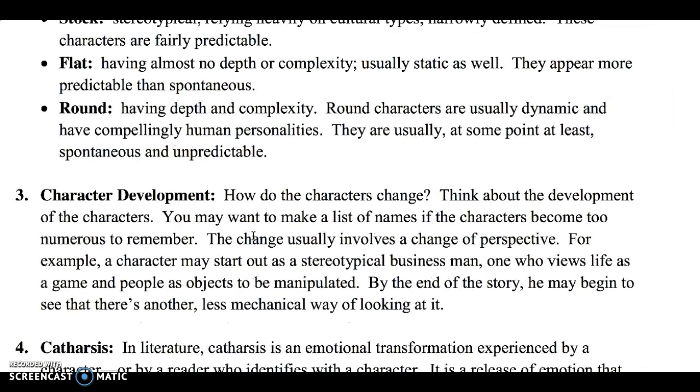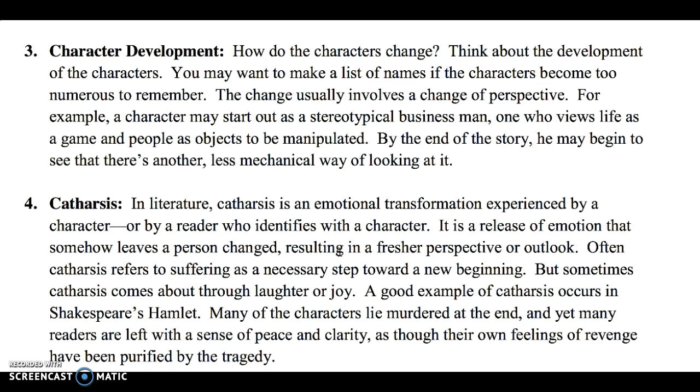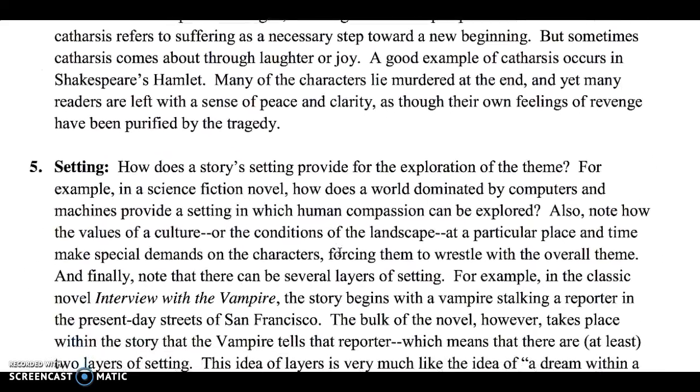You want to think about how your characters change over time. Sometimes they do, sometimes they don't. Sometimes that includes different shifts in lifestyle and perspective. And that's a really interesting part to look at. You want to talk about catharsis, and in literature, this means an emotional transformation that the character experiences, or perhaps even the reader, so you might identify with a character going through it as well. And you might have done this already and not even realize the literary term for it.